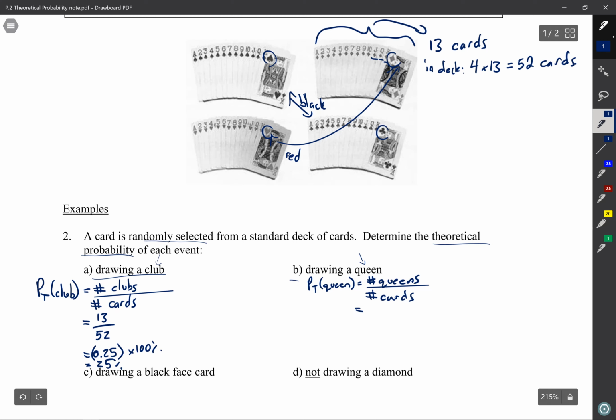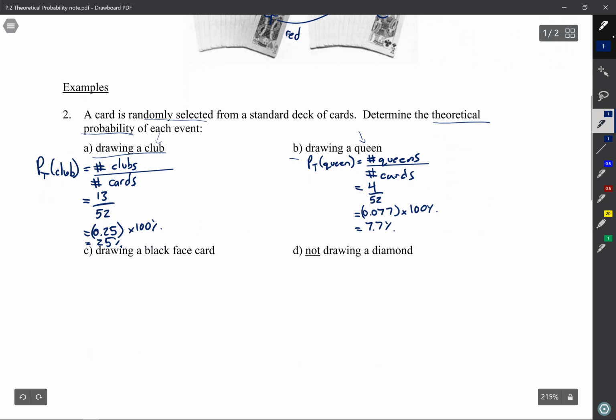Well, in the deck there's 1 queen per suit, so that means there are 4 queens divided by 52 cards. And if I put that into my calculator here, then I get 0.077. And again, I can multiply that by 100%, which brings me 7.7. The probability of drawing a queen is 7.7%.